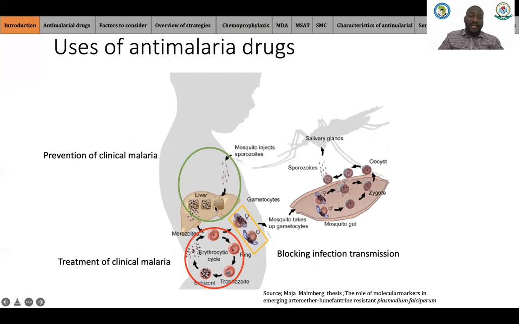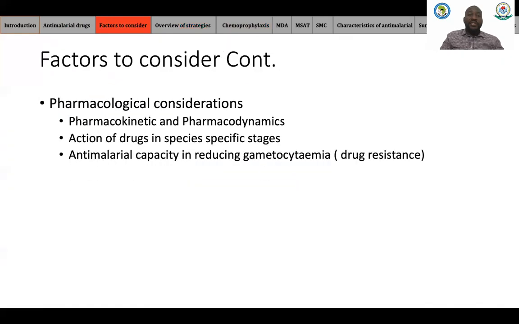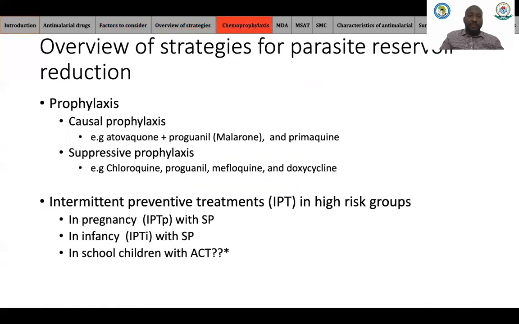But suppressive prophylaxis is when you wait until the establishment of the infection has happened in the liver, and you suppress the erythrocytic cycle of the infection. So this is an important thing to take into account, because we have drugs like atovaquone plus proguanil as a combination, which is also known as Malarone, and primaquine. These are given also to travelers who come or go to countries that are malaria endemic, and they would prevent the people from getting infection.